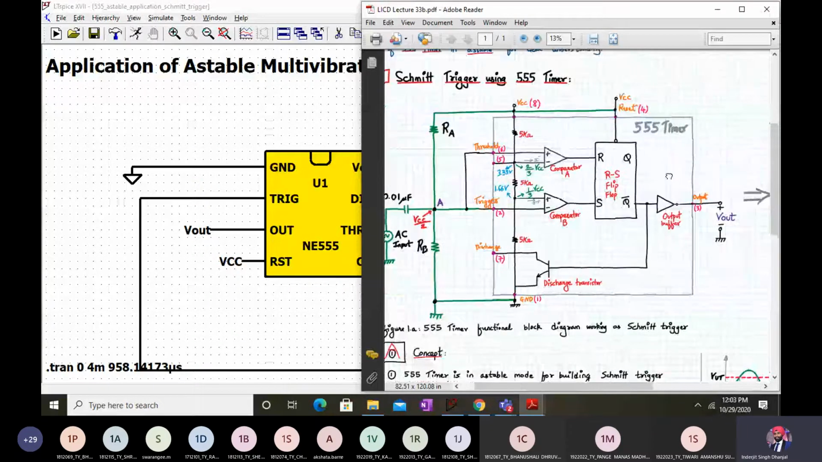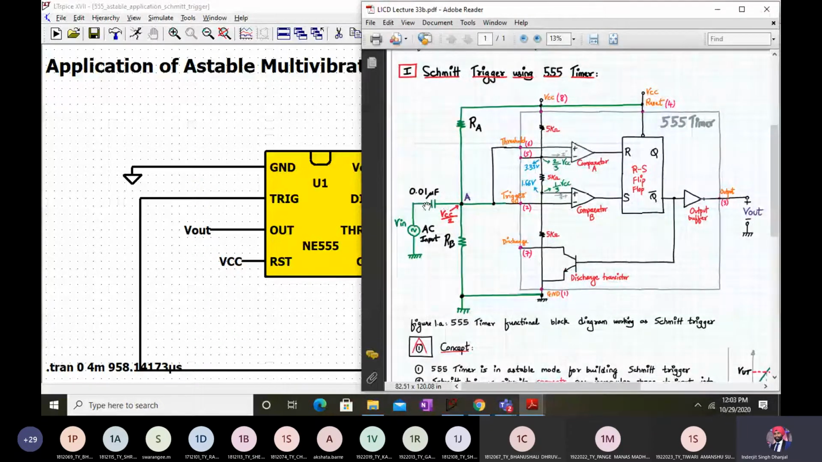So this is the functional block diagram of the same. Earlier pin number 7 was connected, but right now there are some slight changes. Please note it: pin number 7 was connected here, but now it is completely changed. Pin number 7 is not connected, and you have only your AC input, which is connected to point A via a 0.01 microfarad capacitor.